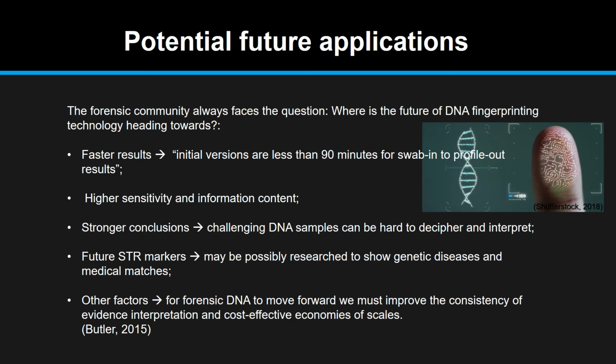Stronger conclusions. There are some DNA samples that are more challenging than others. These can include poor quality samples which may contain degraded DNA or PCR inhibitors that fail to produce an informative profile. These will require software or databases that can understand the limitations and therefore produce stronger conclusions with probabilistic approaches for complex evidence.